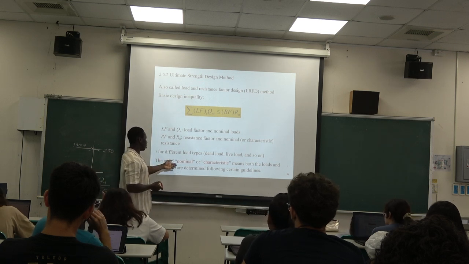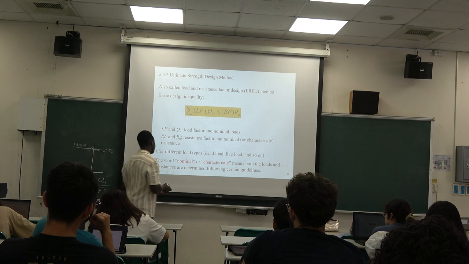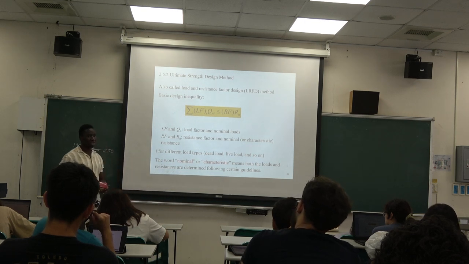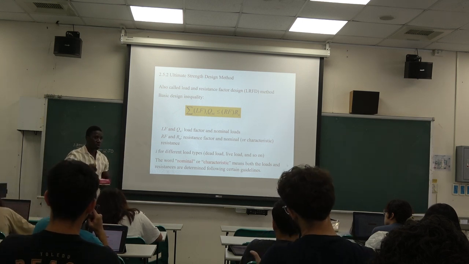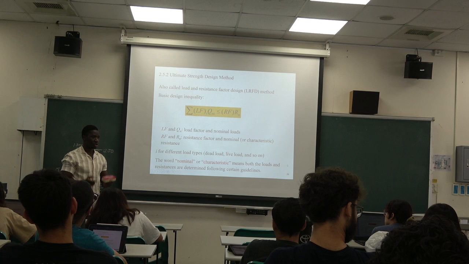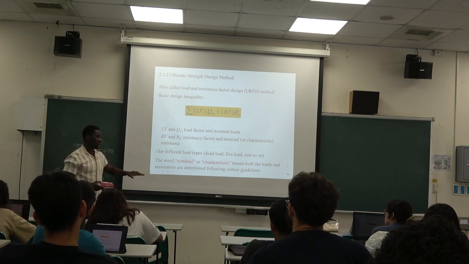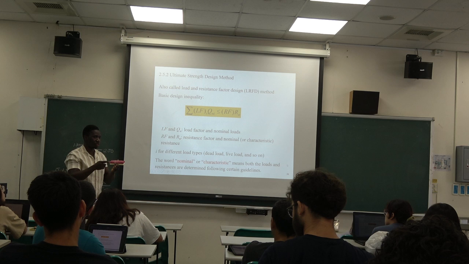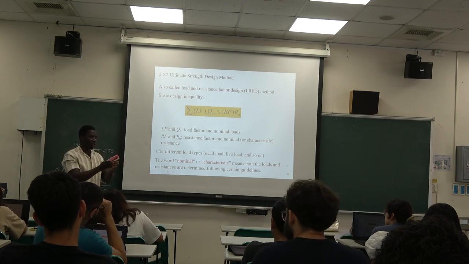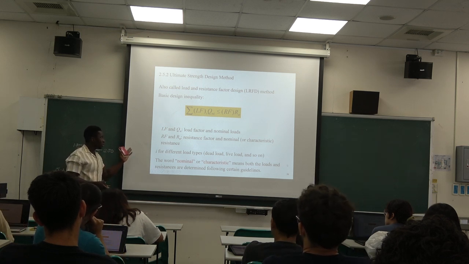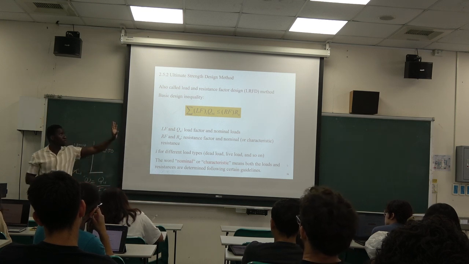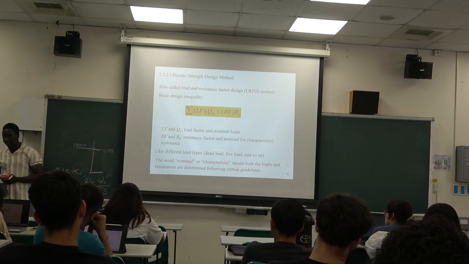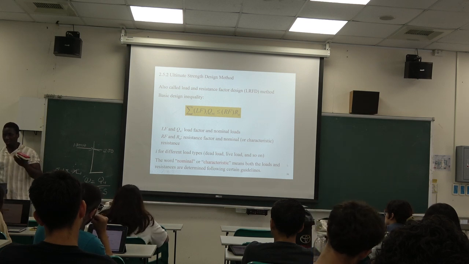Okay, so it says the word nominal or characteristics means both the loads and the resistance are determined following certain guidelines. Just similar to earlier, most of what you do depends on the design code. So you will have a guideline. For example, they say if the friction angle is from this to this, then this particular value ranges from this to this. If this is this, the factor of safety needs to be 2, or it needs to be 1, or it needs to be 3. So you have a lot of guidelines that you need to follow. Almost everything you do here is based on the design guidelines, not your own assumption.